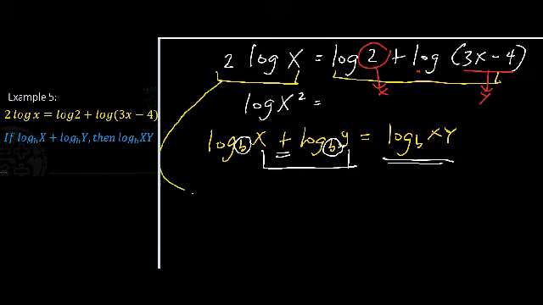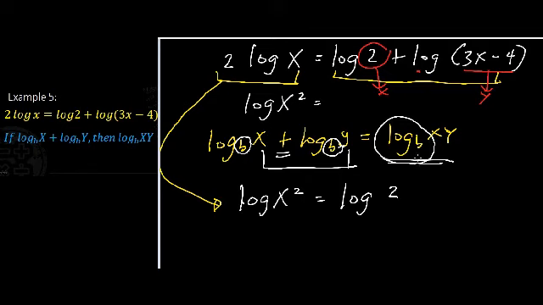So tuloy natin dito natin ibaba. So again, yung ating 2 log x that is equivalent to log x to the second power. Yun naman ating log 2 plus log 3x minus 4. So that will be equivalent to log. So yun yun, kinopya ko to. Hindi na lang nilagay yung base. Ang x natin 2. Yun yung x natin ha. So 2. And then yung y naman natin ay multiplied to 3x minus 4.